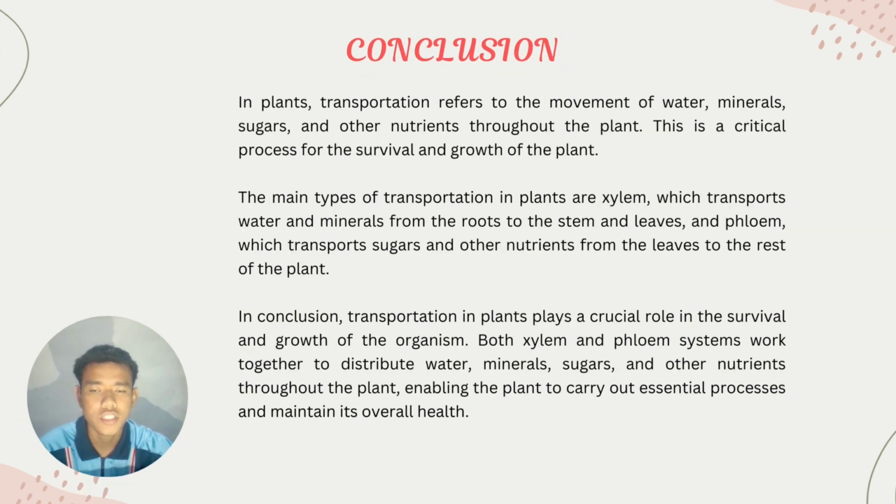For the conclusion, in plants, transportation refers to the movement of water, minerals, sugar, and other nutrients throughout the plant. This is a critical process for the survival and growth of the plant. The main types of transportation in a plant are xylem, which transports water and minerals from the root to the stem and leaf, and phloem, which transports sugar and other nutrients from the leaf to the rest of the plant.